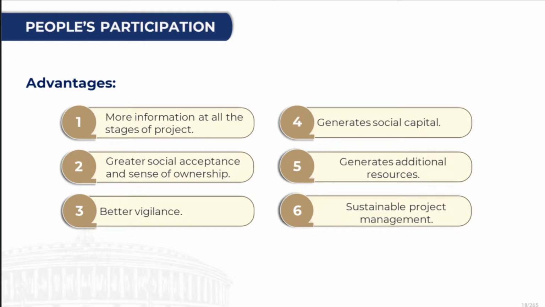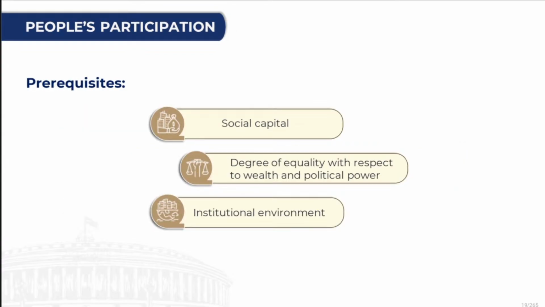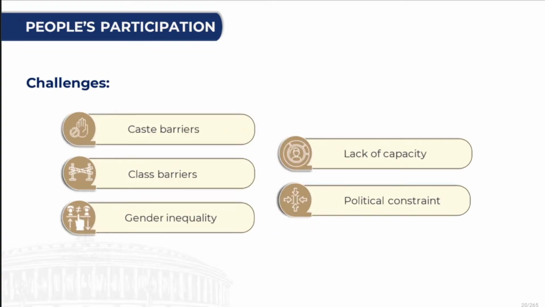People's participation advantages: more information at all the stages of the project, greater social acceptance and sense of ownership, better vigilance, generates social capital, generates additional resources, sustainable project management. Prerequisites: social capital, degree of equality with respect to wealth and political power, institutional environment. Challenges are caste barriers, class barriers, gender inequality, lack of capacity, political constraint.